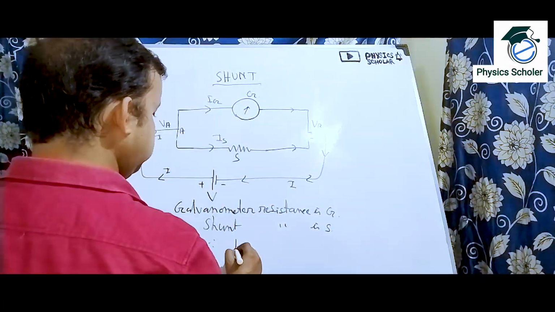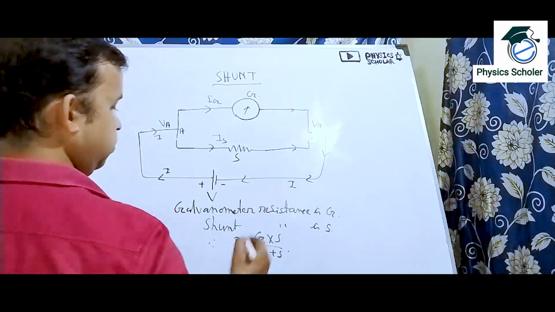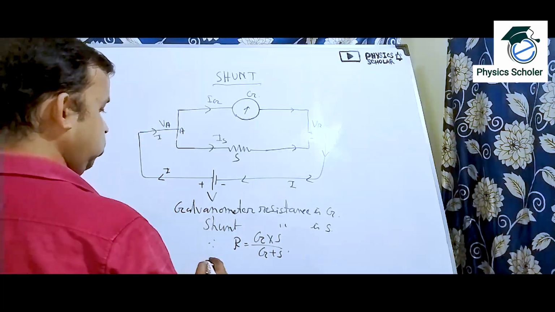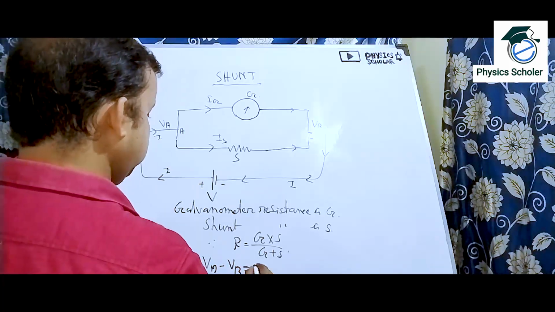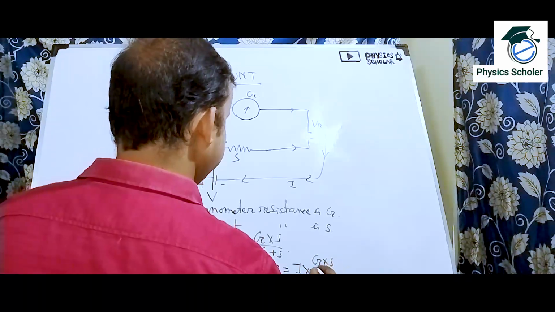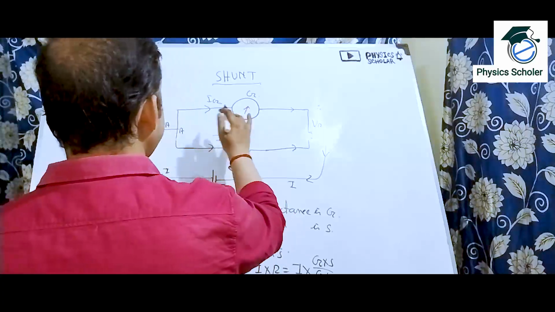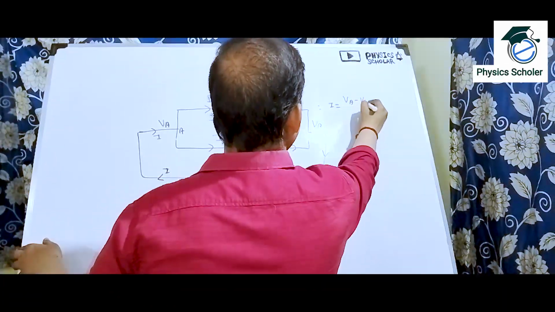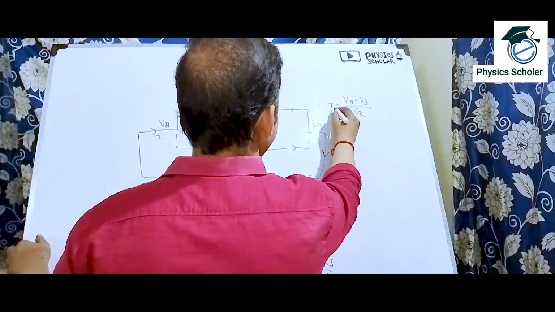So equivalent resistance R is what I told: product divided by their summation of the resistances. So now you can write the potential difference VA minus VB is equal to I into R, so I into G into S by G plus S. Now what is the galvanometer flow? I is equal to VA minus VB by G. So it is IG.